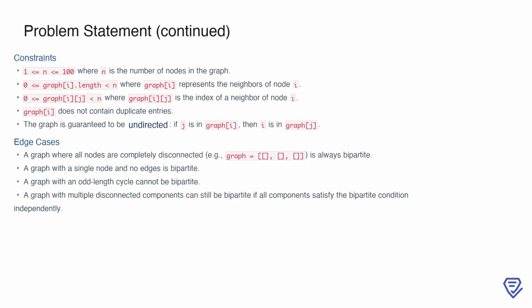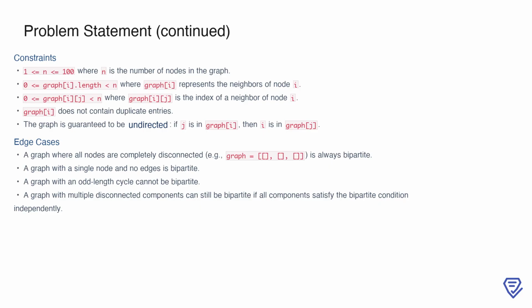Now, let's review some important constraints and edge cases for this problem. The graph has between 1 and 100 nodes, and each node can have up to n-1 neighbors, where n is the total number of nodes. The graph is guaranteed to be undirected, meaning if node j is a neighbor of node i, then node i must also be a neighbor of node j. Additionally, the adjacency list for each node will not contain duplicate entries.